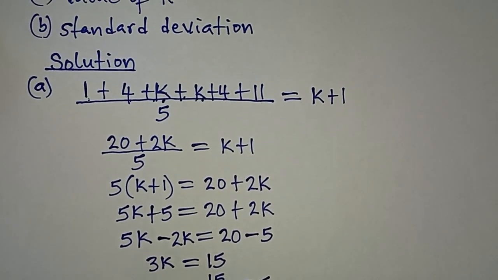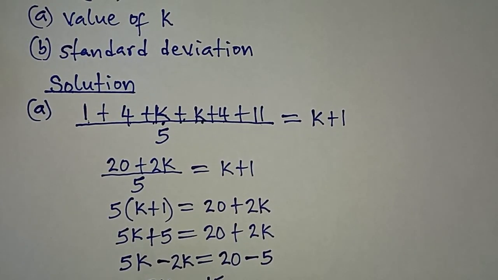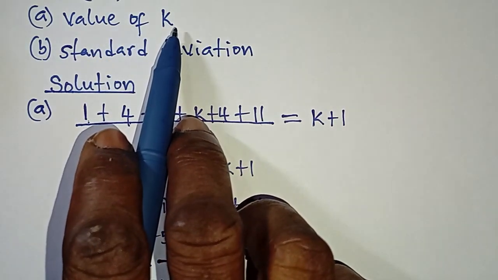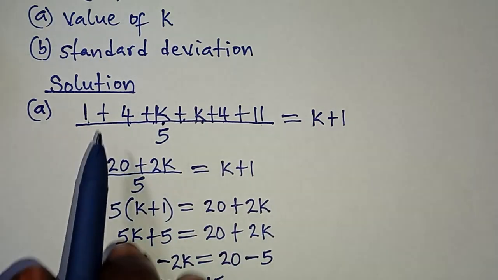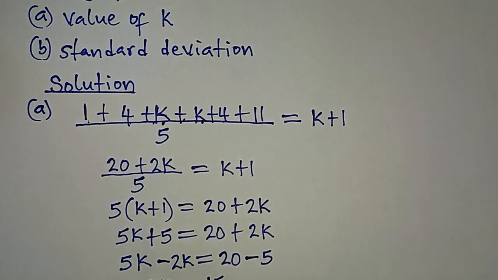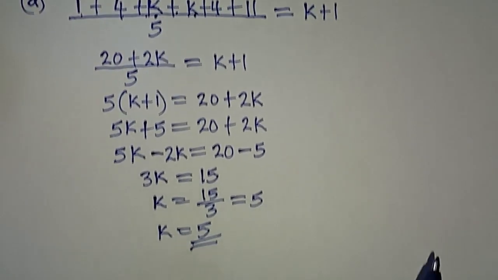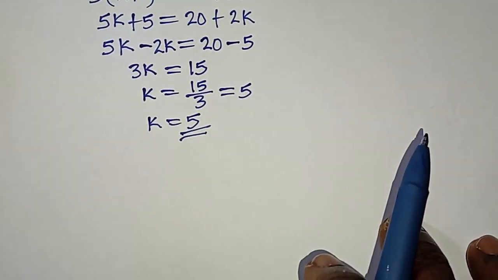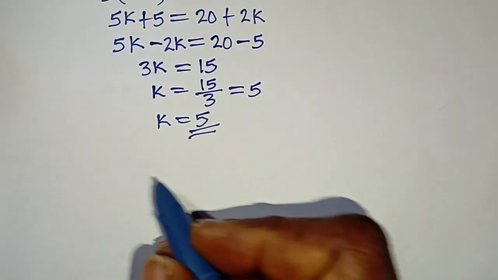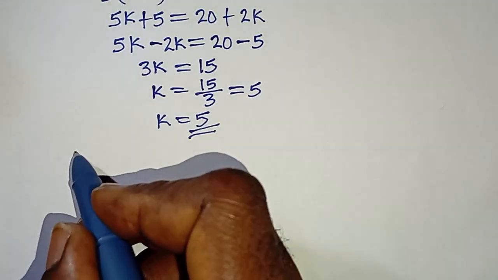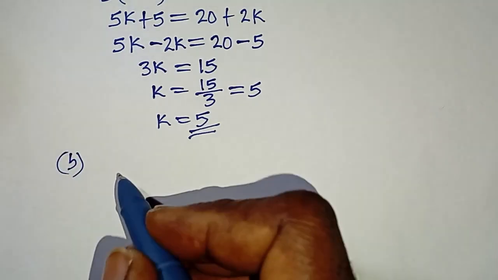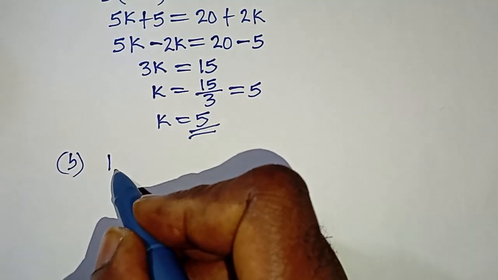Then let's not forget what the B part of the question is asking us. We have the A part, which is the value of k. We have that already as 5. And then we are asked to find the standard deviation. So we have to find the standard deviation of the numbers. So I'm going to write B now, so that we can start finding the standard deviation. And then don't forget the numbers. Let me write the numbers again.